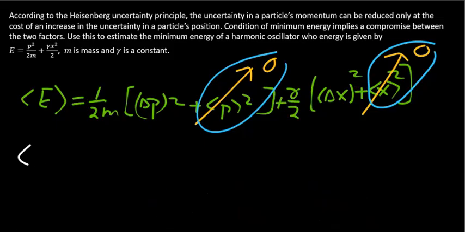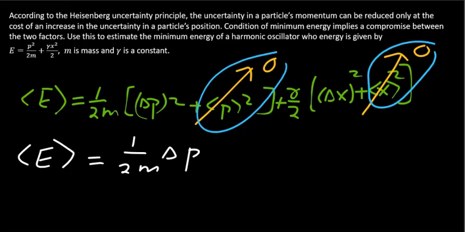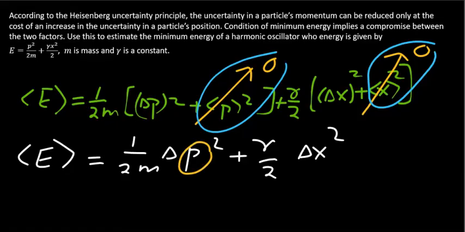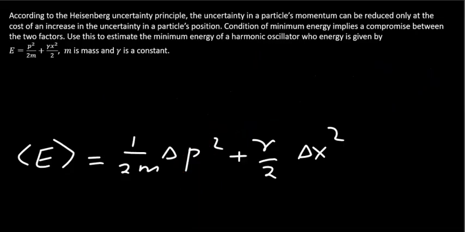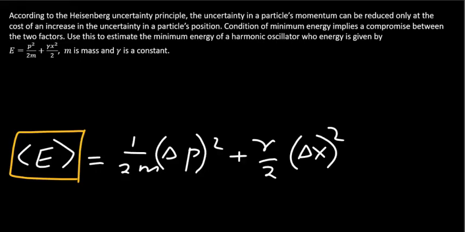To this end, we can rewrite the average value for energy in the following manner: 1 over 2m delta p squared plus gamma over 2 delta x squared. We note that when we write momentum, we are, in this case, referring to the x component of that linear momentum. Let's not forget, our aim is to determine the minimum value of that number. And let's not forget, this is delta p squared, that is delta x squared.